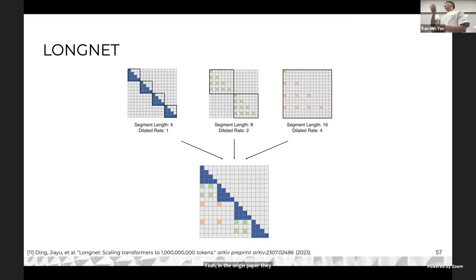So for any input sequence of n tokens, the distance between two tokens is log n. They proved that when we have enough layers, two tokens, even if they are very far from each other or dilated, can still attend to each other. We just need log n.